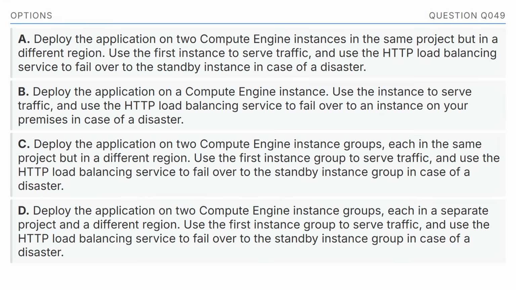Option C. Deploy the application on 2 Compute Engine instance groups, each in the same project but in a different region. Use the first instance group to serve traffic, and use the HTTP load balancing service to fail over to the standby instance group in case of a disaster. Option D. Deploy the application on 2 Compute Engine instance groups, each in a separate project and a different region. Use the first instance group to serve traffic, and use the HTTP load balancing service to fail over to the standby instance group in case of a disaster.